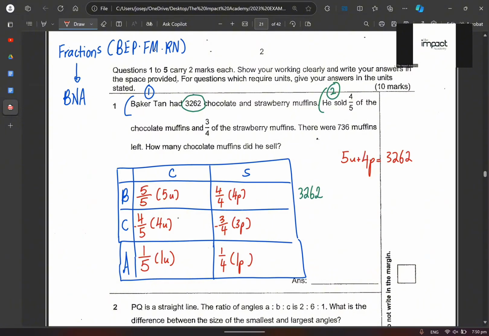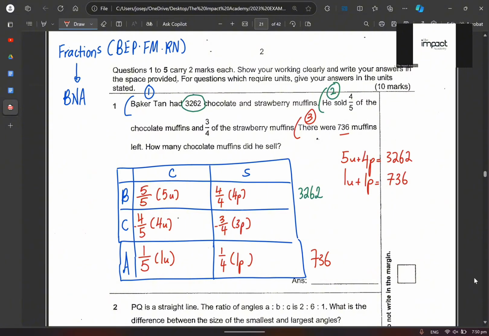Very good. How does she know? Because she read sentence number 3. She is very smart. She read sentence number 3 and says that 736 is over here. True or not true? Very good. So our second equation will be 1 unit plus 1 part equals 736. Is this something that you can understand or you don't understand? Very good. Okay, so write this down first.